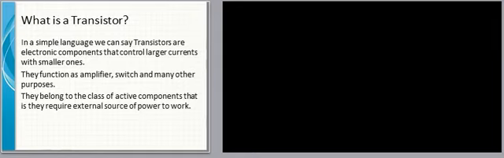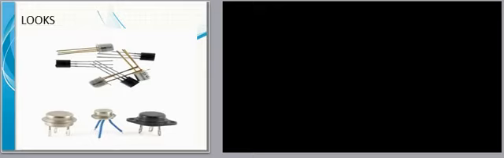There is a class of electric components that divide into passive components and active components. Transistors belong to the active components. These are the components that require an external source of power for them to work. As you can see, these are the various models of how transistors are built. They come in different models, they are quite handy, and they are very inexpensive. You can get one at any electronics shop close to you.